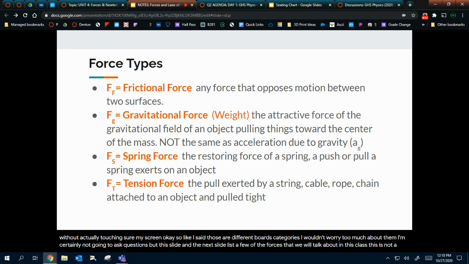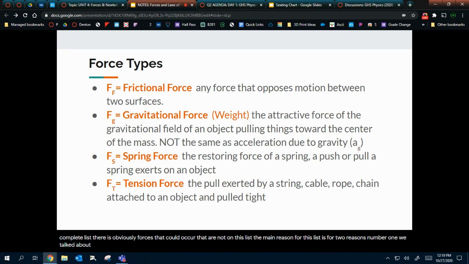This is not a complete list. There's obviously forces that could occur that are not on this list. The main reason for this list is for two reasons. Number one, we talk about forces that we're going to see a lot, common forces, and then some forces that are a little bit misunderstood. So we want to make sure we have a good definition of those before we move on.